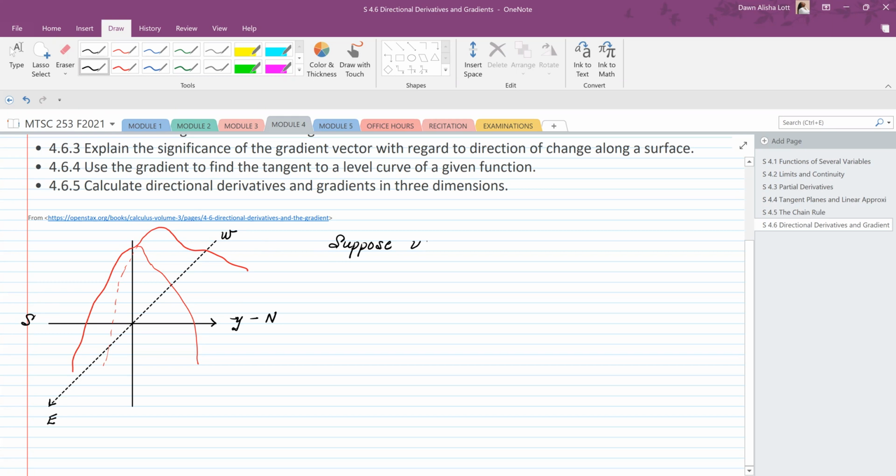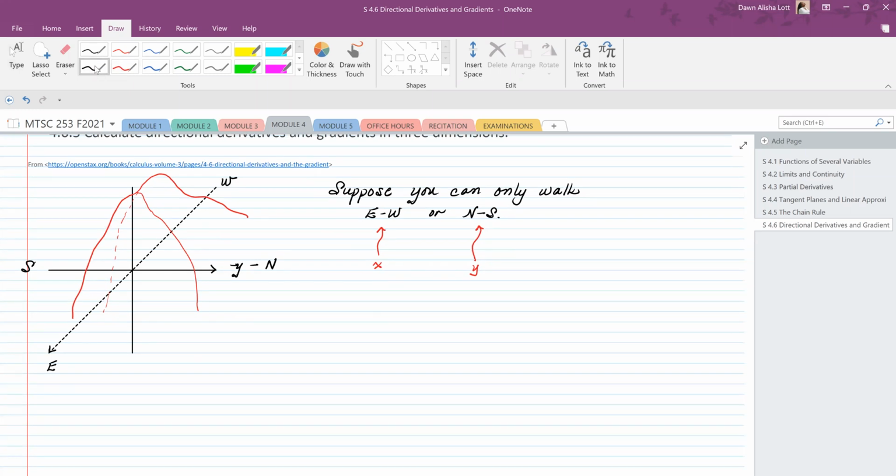So suppose you can only walk in the x direction, east and west, or north and south. If you can walk east and west, you can walk in the x direction. So east and west is in the x direction, and north or south is in the y direction. So when I ask you, what is the partial of f with respect to x? Here again, z is equal to some function of x, y. And you can only go in the x or y direction.